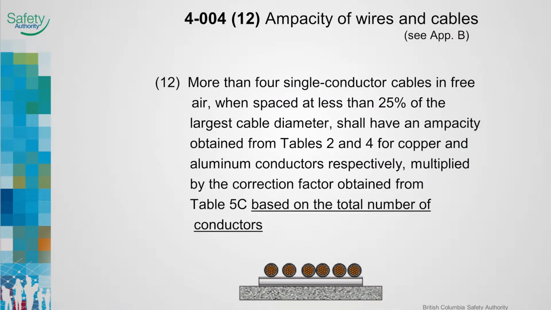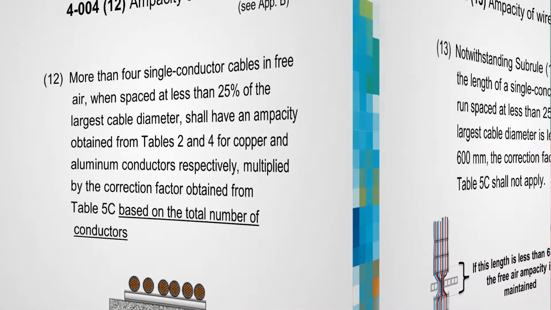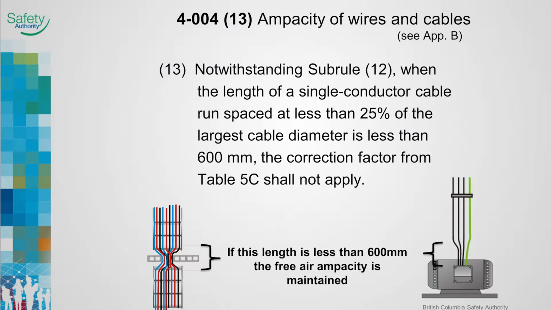Rule 4-004, Subrule 12, provides the requirements to calculate the allowable ampacity when more than 4 single conductors are spaced less than 25% of the largest cable's diameter. Derating factors shall be based on the total number of conductors. When it is necessary to reduce the spacing between single conductors due to site limitations or at termination points, the derating factors in Table 5C need not be applied when the length of the reduced spacing is less than 600 millimeters. If additional heating is generated in the cables because of the decreased spacing, the cables themselves will act as heat sinks.